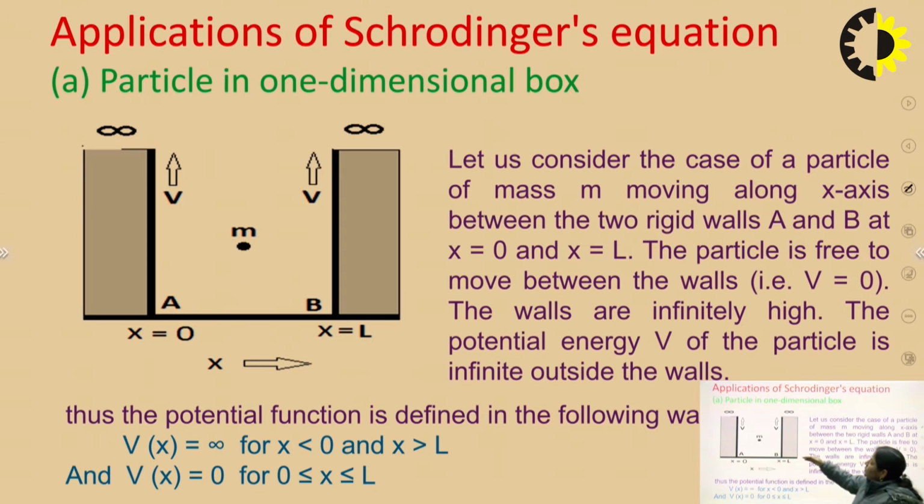Now we talk about these levels where infinity is written. These are the walls of this one-dimensional box, and this infinity shows that the walls are very high.